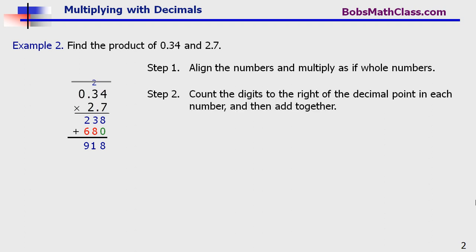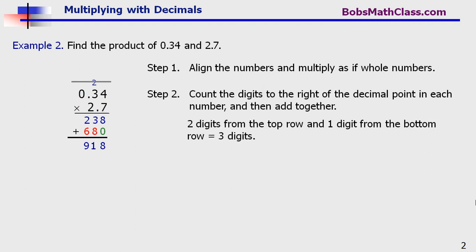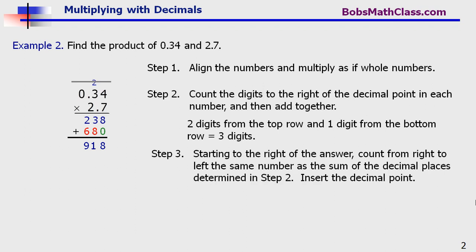Okay, now we're going to count the digits to the right of the decimal point in each number, and then add that together. So how many numbers are to the right of the decimal in the top number? 2. And how many numbers are to the right of the decimal point in the bottom number? 1. That gives us 3 altogether. 2 digits from the top row, 1 digit from the bottom row, which equals 3 digits.